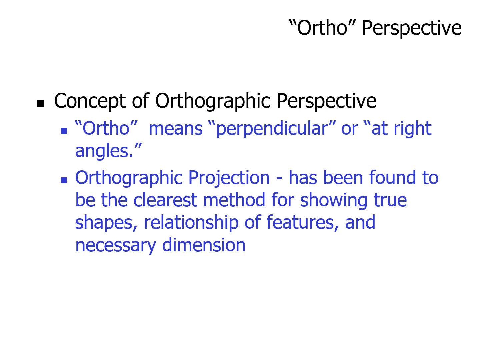Now we have ortho, okay, perspective. Now, concepts of orthographic perspective. Ortho means perpendicular or right angles. Now, orthographic projection has been found to be the clearest method of showing true shapes, relationships of features, and necessary dimensions.